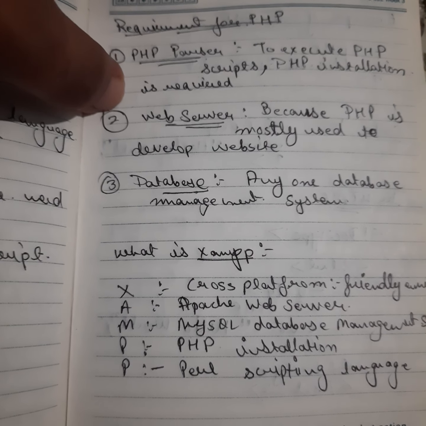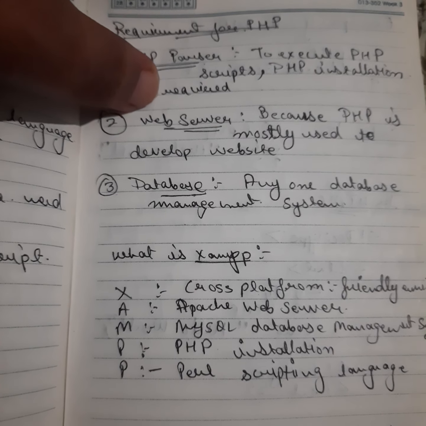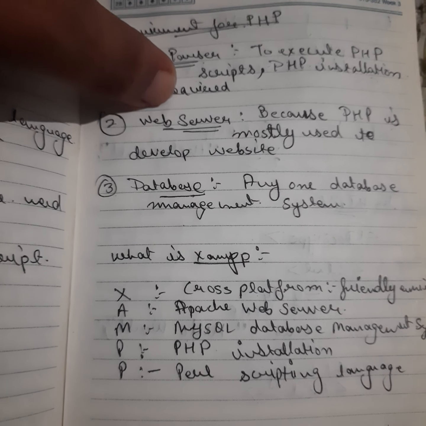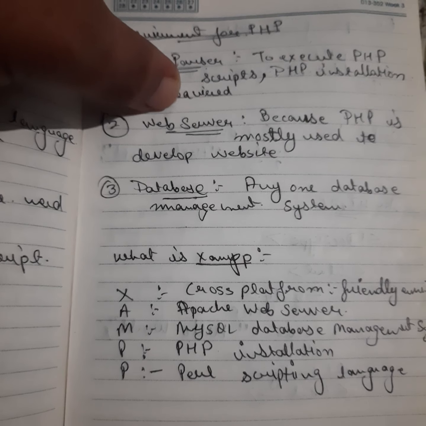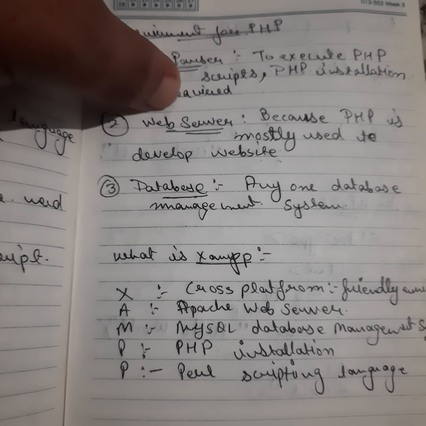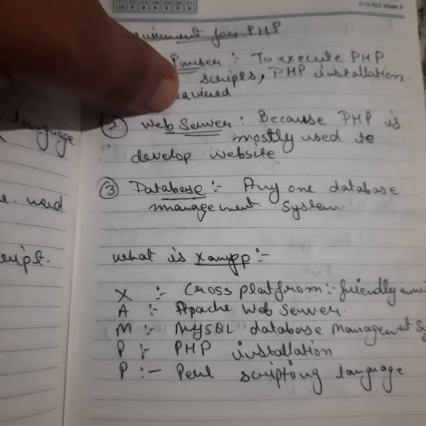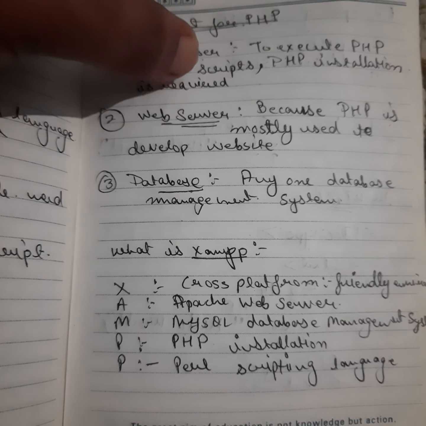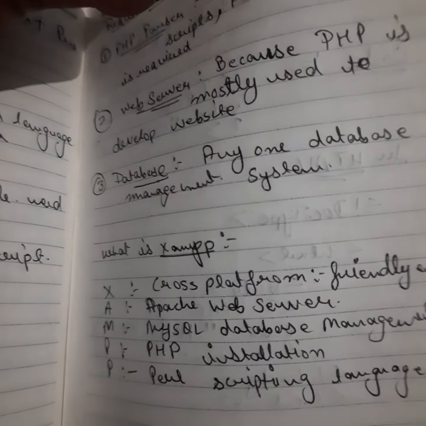XAMPP: X means cross-platform friendly. A means Apache web server. M is for MySQL database management system. P for PHP installation, and P for Perl scripting language.